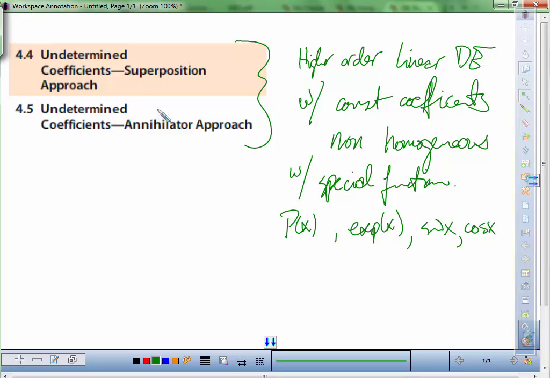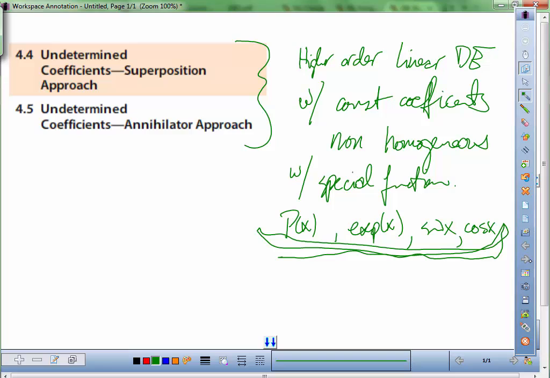But I'm going to just focus on 4.4, and in fact today we're going to quickly wrap it up and jump into 4.5. And 4.5 is going to allow us to solve non-homogeneous differential equations that would have functions that are a little bit more complicated than this.